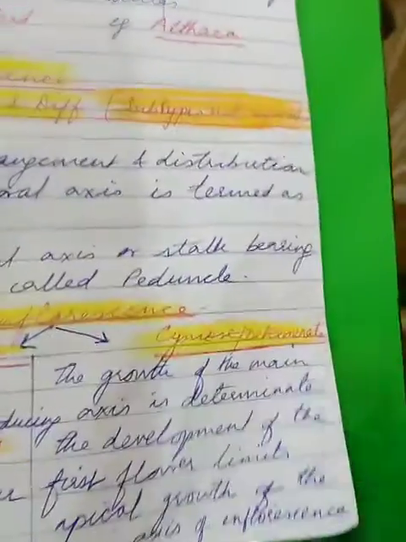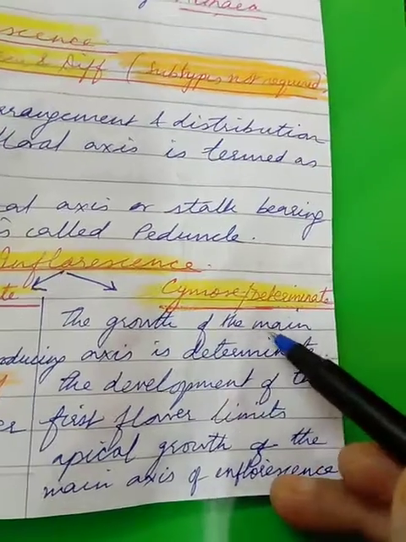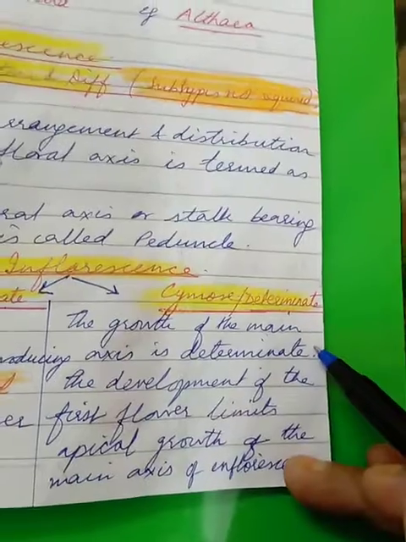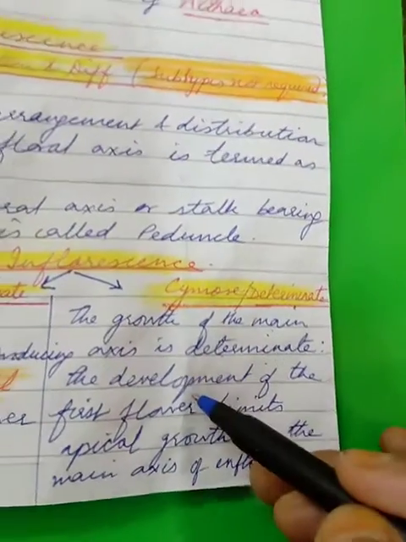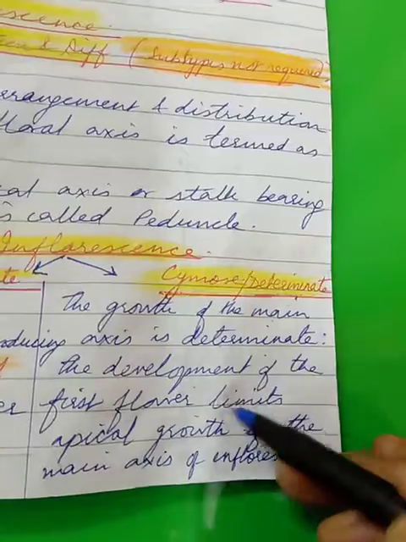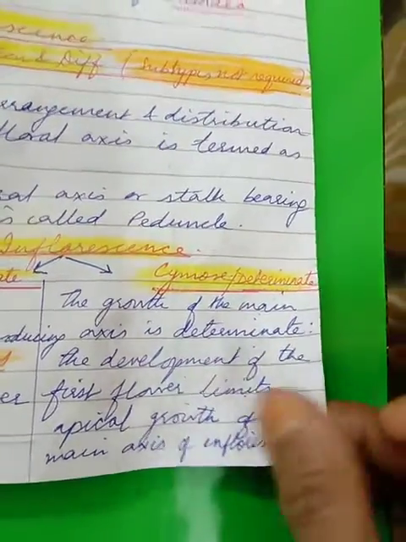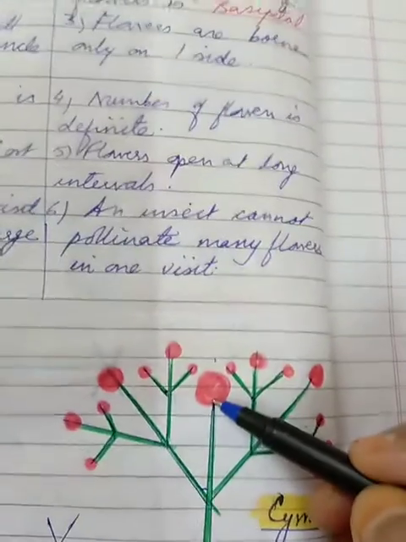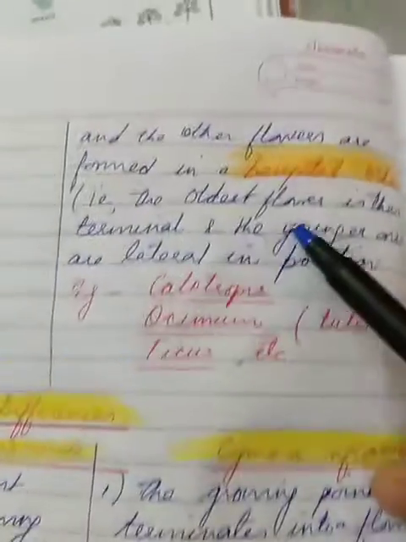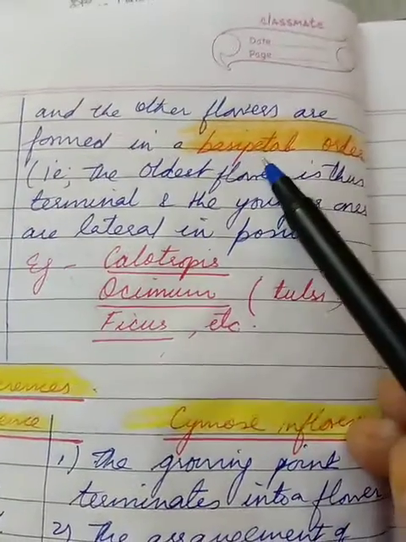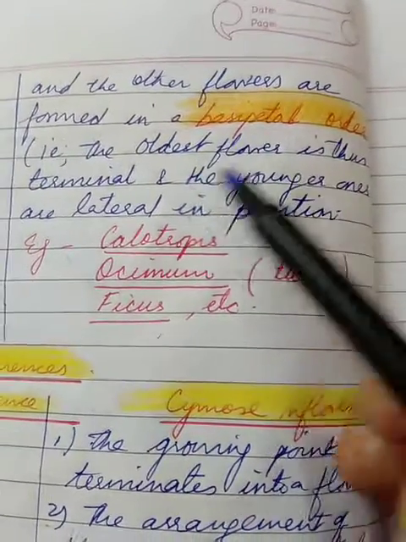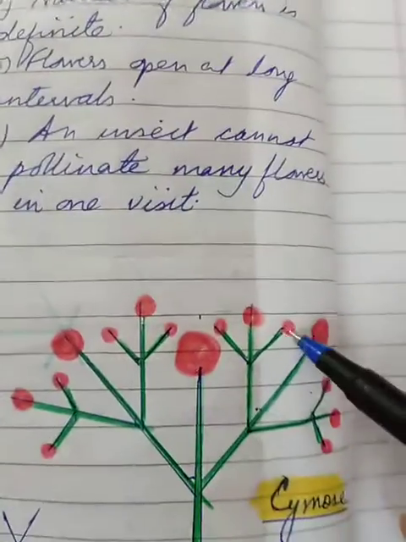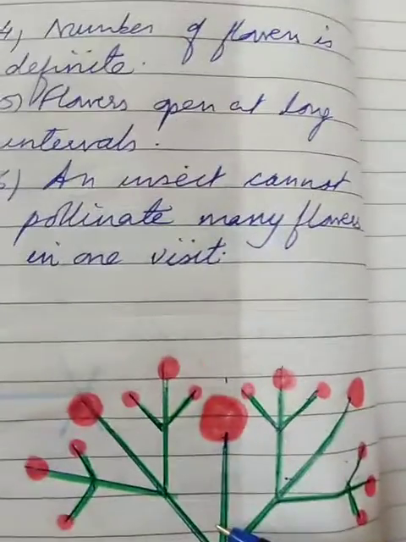The next one is cymose. Here the growth of the main axis is determinate. That is, with the formation of the flower, the growth of the main axis stops. The development of the first flower limits apical growth of the main axis of inflorescence. That means the moment this is formed, the growth of the stem is limited or stopped. And now the other flowers are born or formed in basipetal order, that is oldest at the terminal end, and the younger ones are lateral in position. The younger ones, you can see, they are lateral or towards the sides.